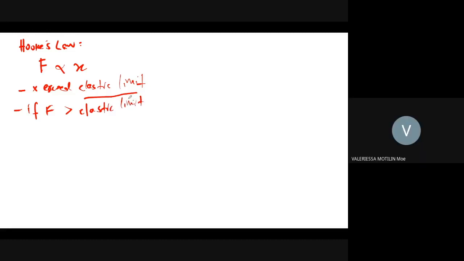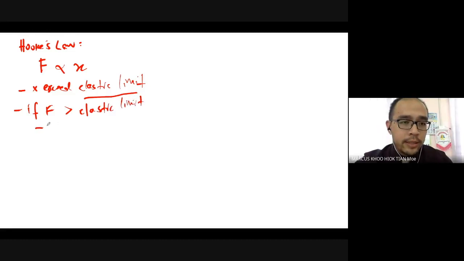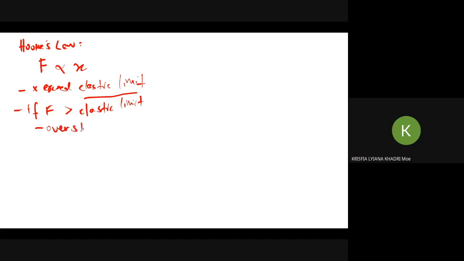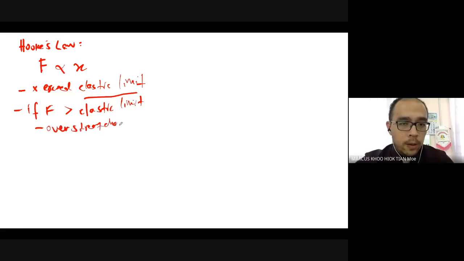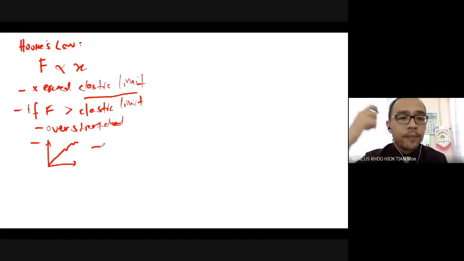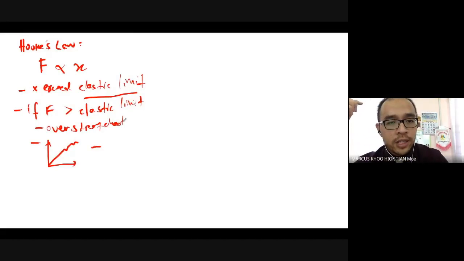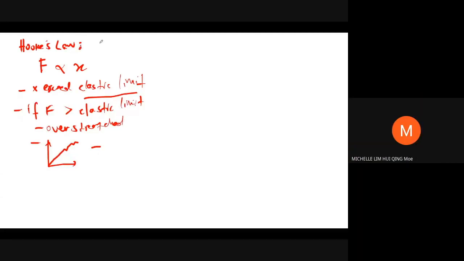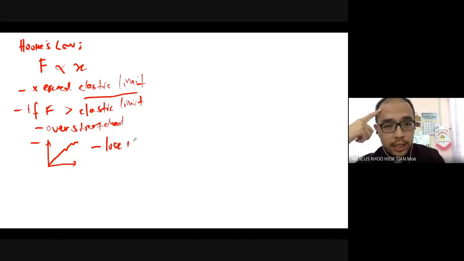Overstretch. Okay, what else? Graph dia dah bukan directly proportional. Graph tidak directly proportional, so the graph becomes straight and then becomes bengkok. One more thing: when something is overstretched, what happens to it? It will lose its elasticity. Very good. It will lose its elasticity.